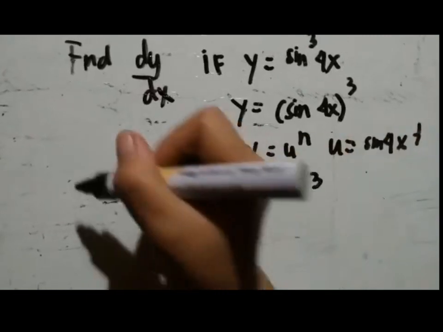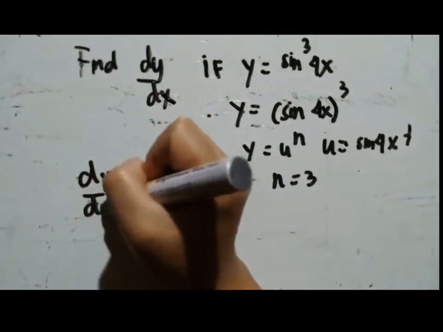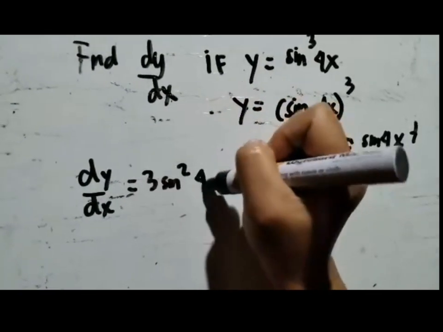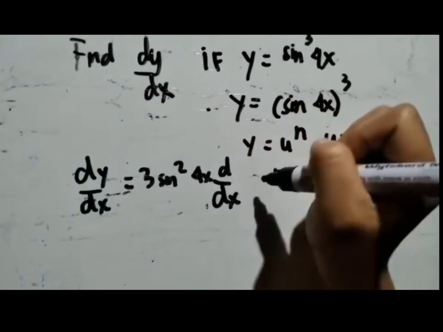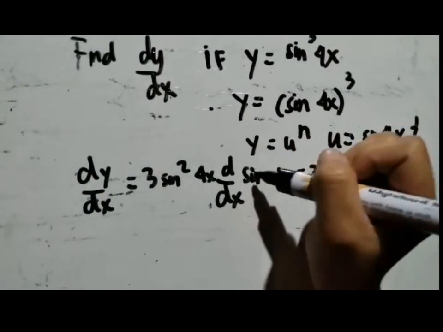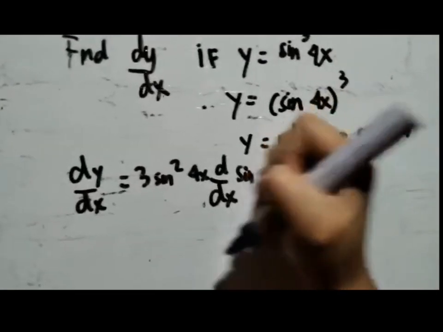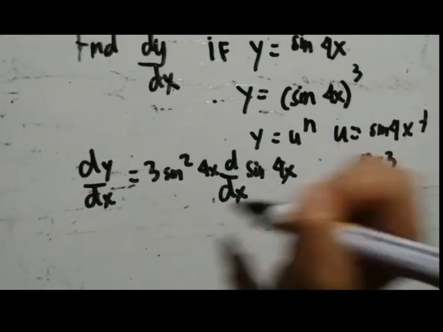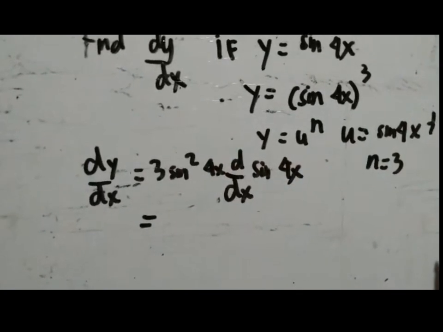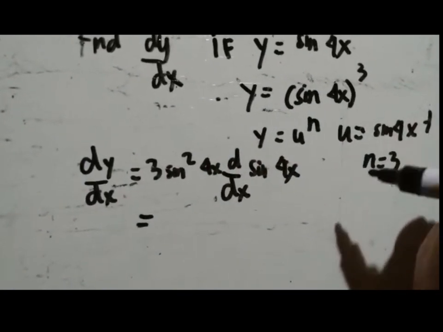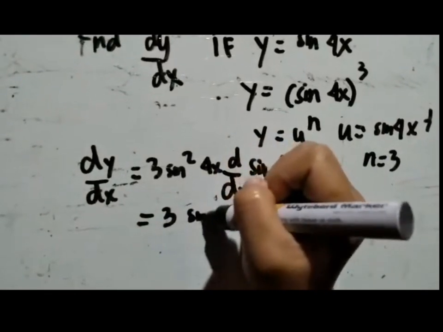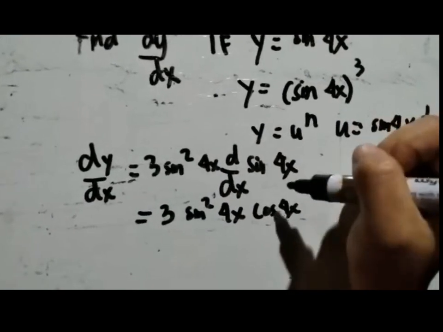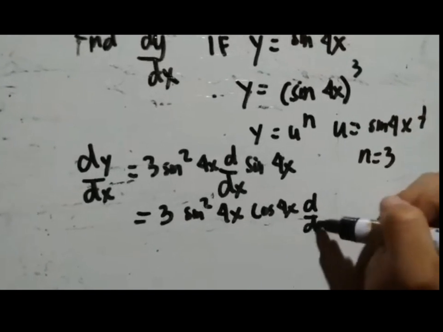So thus dy over dx is equal to 3 sine squared 4x. Then we get the derivative of sine 4x. The derivative of sine is cosine, so we copy 3 sine squared 4x, then the derivative of sine is cosine 4x, then we get the derivative of 4x.